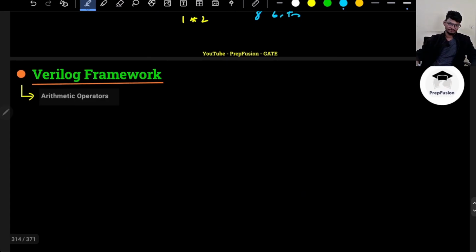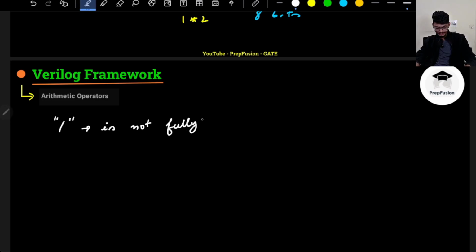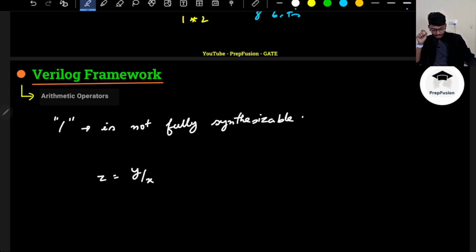Now what about division? Division is not fully synthesizable. Okay, division is not fully synthesizable. This is a very, very important point to note. It can be asked in an interview. Division is not fully synthesizable. So how do we divide? Basically, if I have some z equals y by x, how will I divide? It is partially synthesizable.